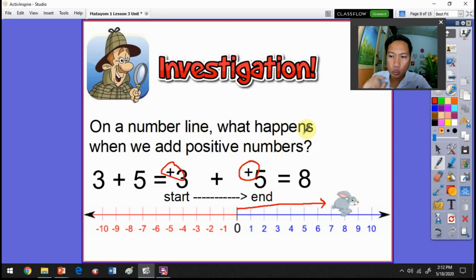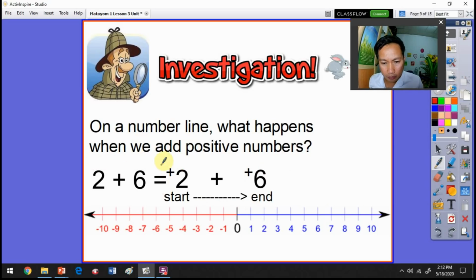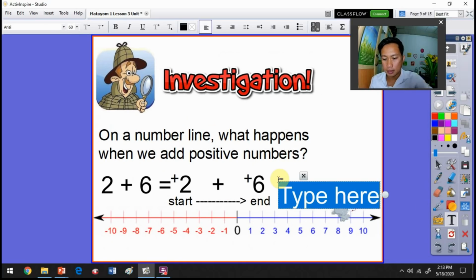So it means that if 2 numbers have the same signs, when we add them, they move in the same direction. And we end up with the same sign also. And we see here that 8 is also a positive number. Now let's have another example to see if it's true. A positive 2 and a positive 6 here. Let's use our bunny. Positive 2, we hop 2 times to the right. And positive 6 from 2, 1, 2, 3, 4, 5, 6, ends up at 8.